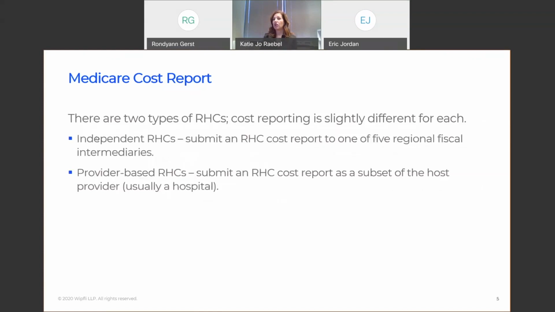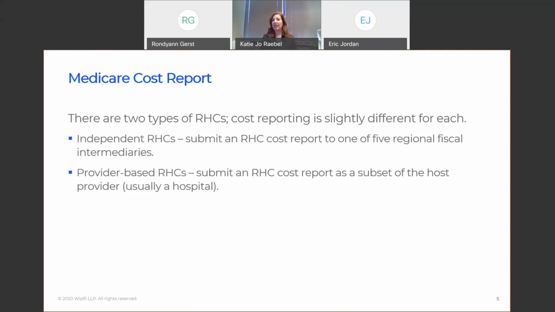Again, we have two different types of rural health clinics. And when you're talking to rural health clinics, it's really important that you find out what type of rural health clinic you're talking with. Are you an independent, or sometimes we call freestanding rural health clinic? And you can be a freestanding rural health clinic that's still owned by a hospital, but you're not provider-based to that hospital. And we won't get into provider-based regulations right now, but there's big differences.